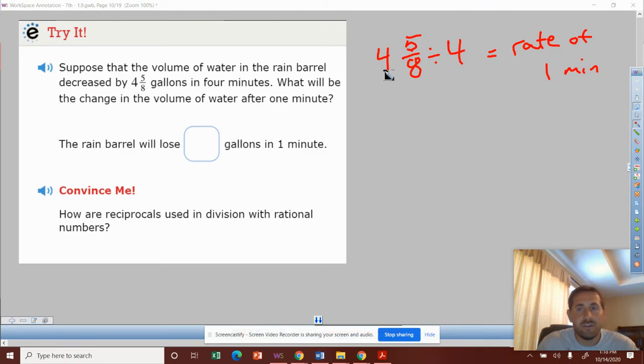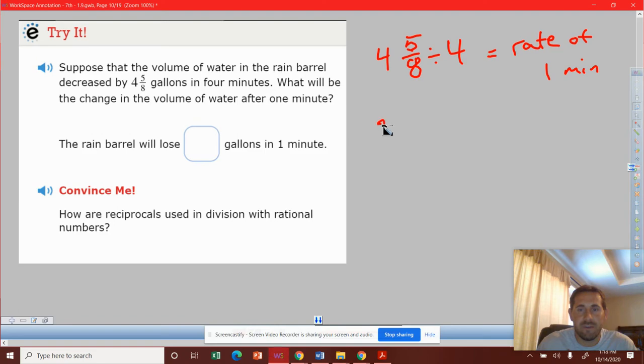So let's turn these into improper fractions and turn this into a fraction so we can do our dividing by fractions, our keep, change, flip. So 8 times 4 is 32. 32 plus 5 is 37, and that's all over 8.